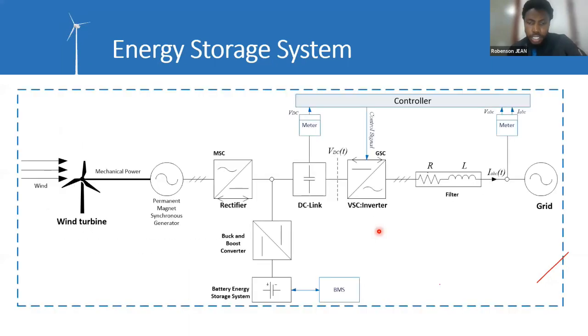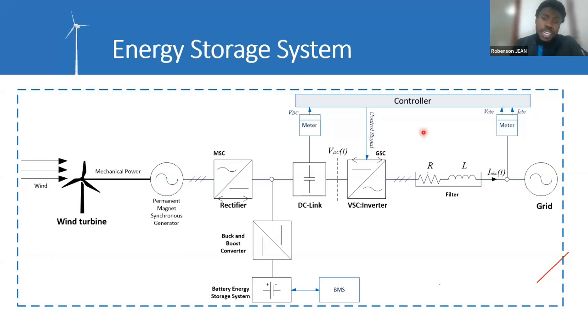Now, let's see how to integrate the battery energy storage system. I hope that you remember the energy conversion system that we saw earlier. It is the same thing, but at the DC side, what we will incorporate is the energy storage system. In order to incorporate it, we introduce another converter. Why do we introduce this converter?